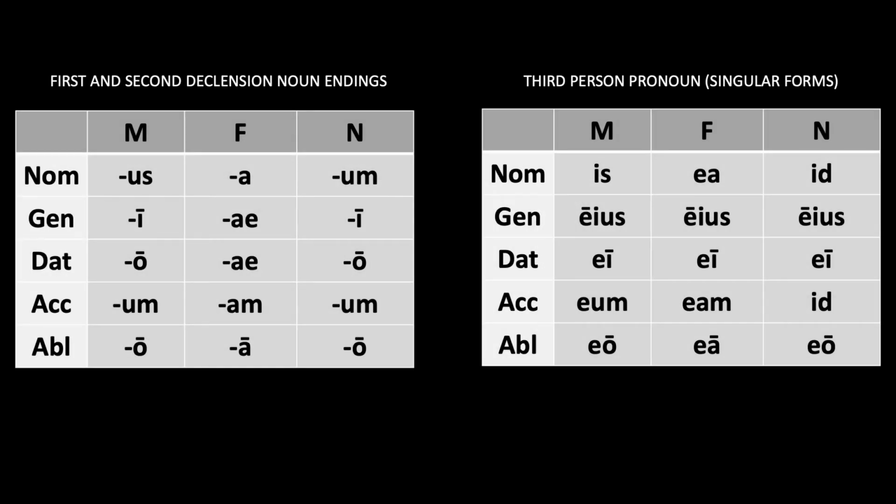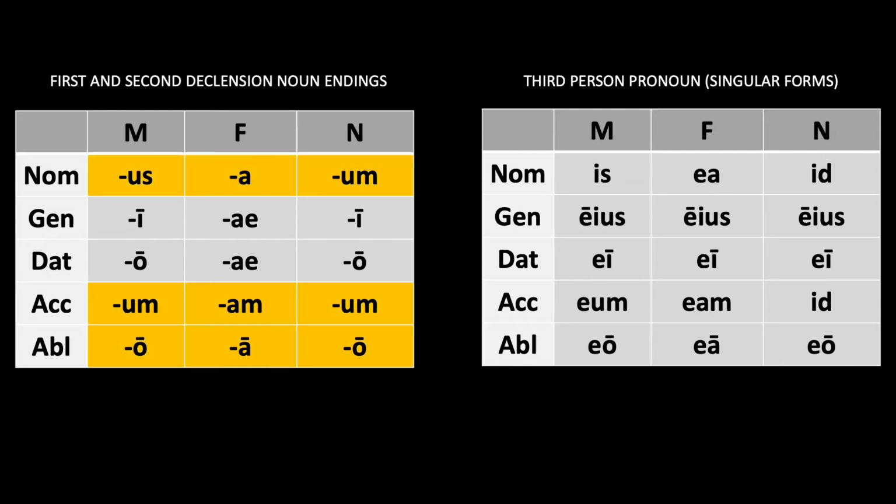In fact, the chant for unus is a combination of some of the endings from our normal adjective or noun endings and then some of the endings from the third person pronoun singular forms chant. So let's take a look at those two. Here they are. On the left, you have our first and second declension noun endings arranged the way that we're used to seeing them on the adjective chant. And on the right, we have our third person pronoun singular forms, is, ea, id, that is, he, she, and it.